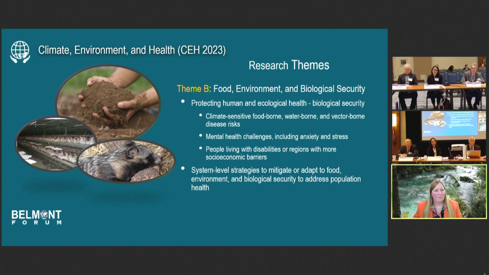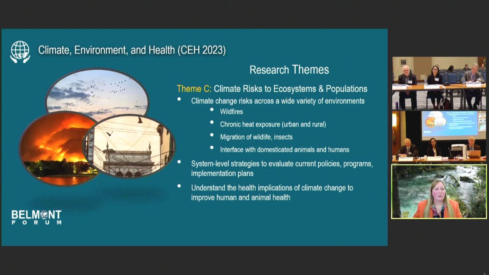If I can have the next slide. So we're also looking to understand climate risks to ecosystems and populations. And that could be things from a variety of environments, from wildfires, chronic heat exposure, migration of, again, wildlife and insects. So this, again, is going to come straight back to the AMR community, and the interface with domesticated animals and humans. So again, we're really trying to push the system level strategies to evaluate current policies, programs, and implementation.